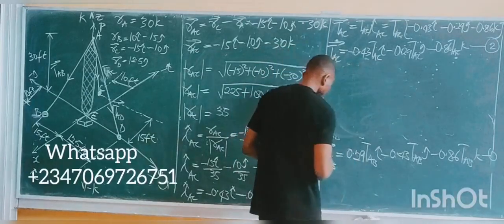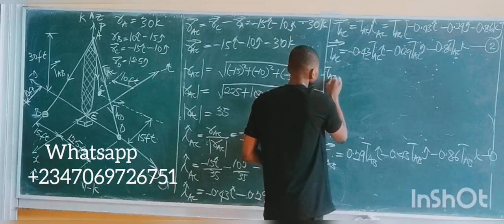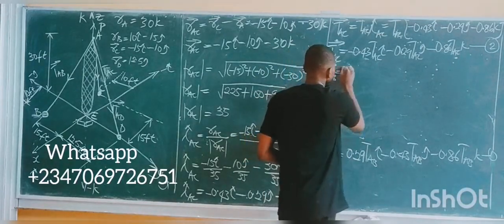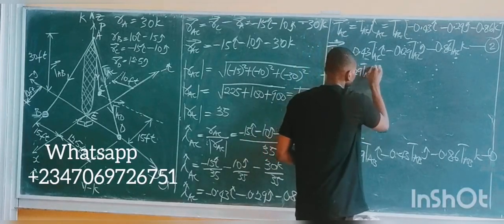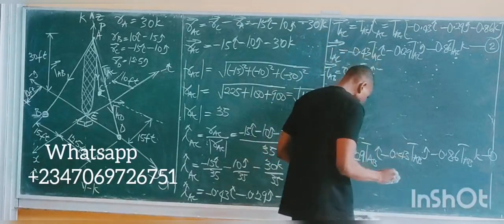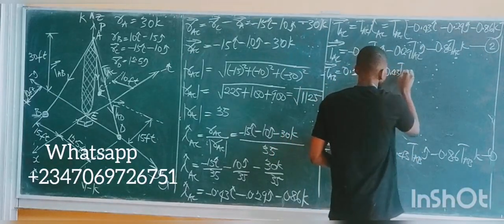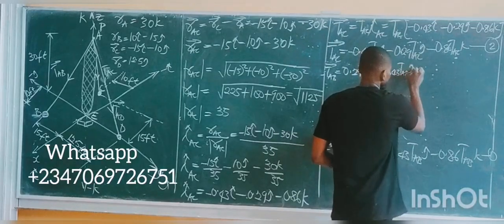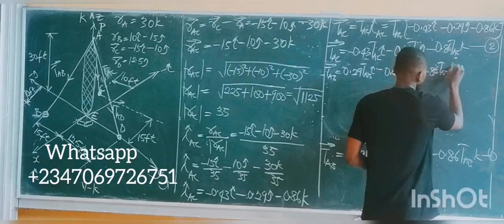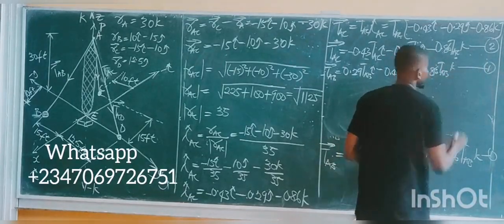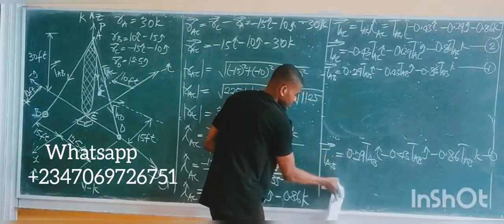Equation 1 is TAB, minus 0.29 TAB J, minus 0.43 TAB I, minus 0.86 TAB K. Call this equation 1. I just took equation 1 up so I can take it off here.